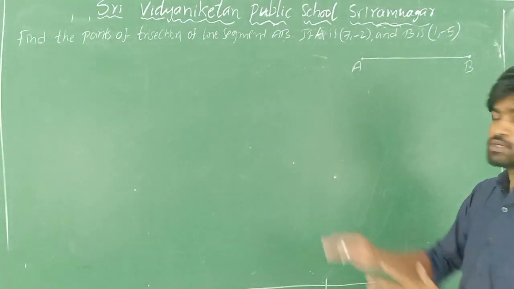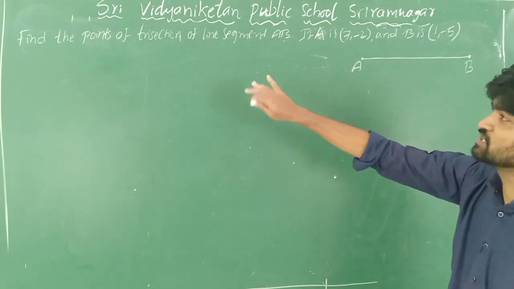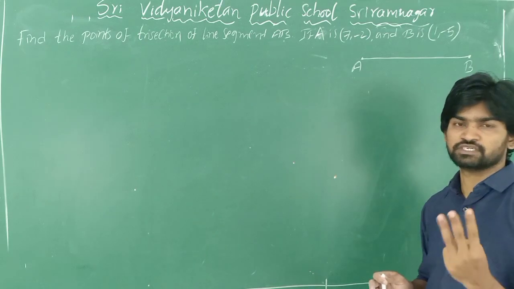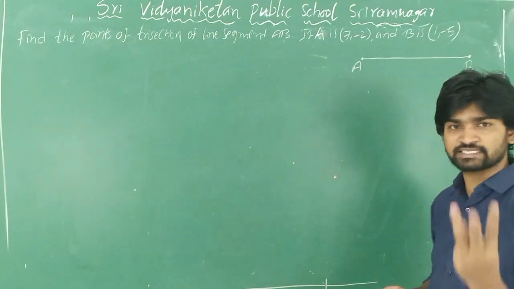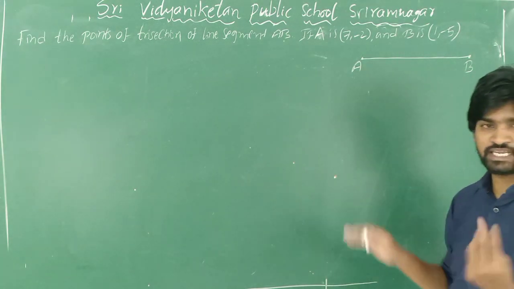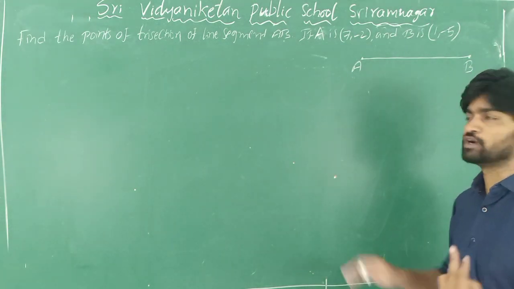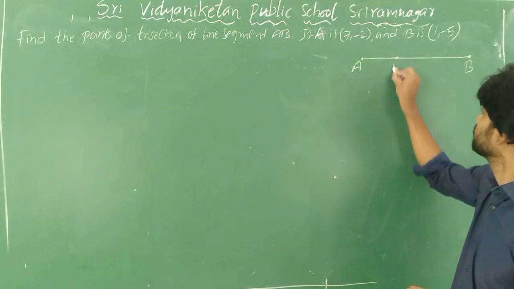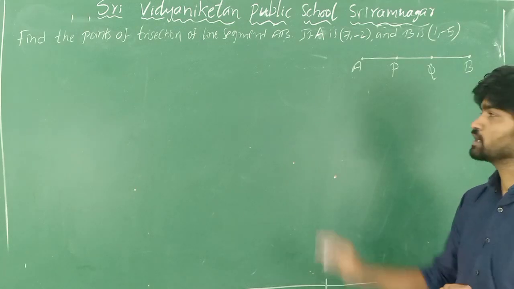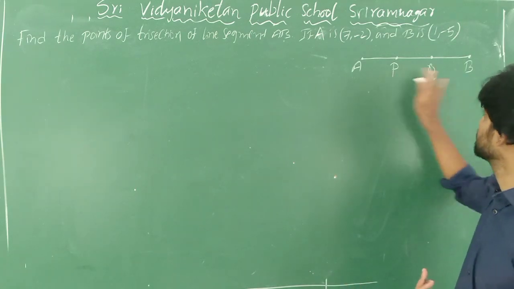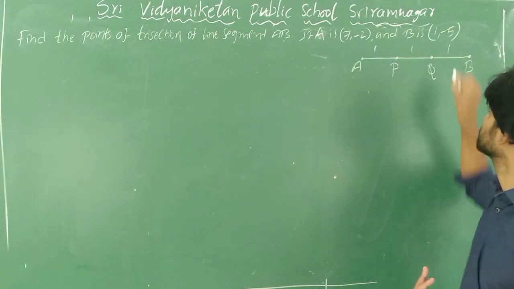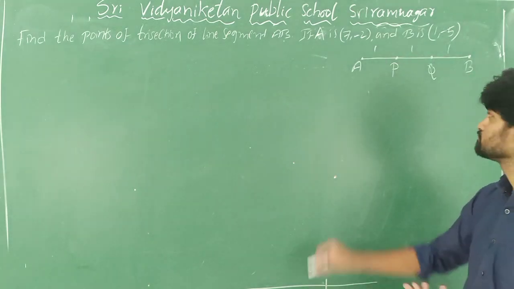Point of trisection. What is the meaning of point of trisection? It is that AB is divided into 3 equal parts. Bisecting is 2 equal parts. Trisection is dividing into 3 equal parts. To divide this AB into 3 equal parts, we need 2 points. One is P, another is Q. Okay, so P and Q divide AB into 3 equal parts.